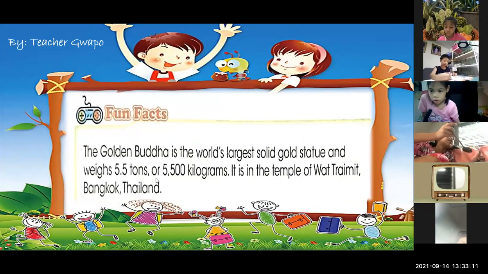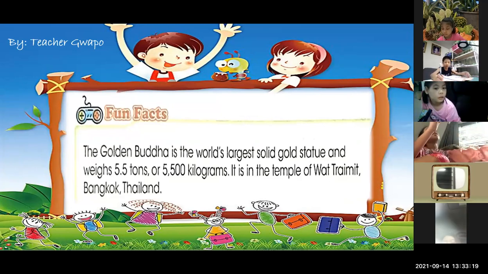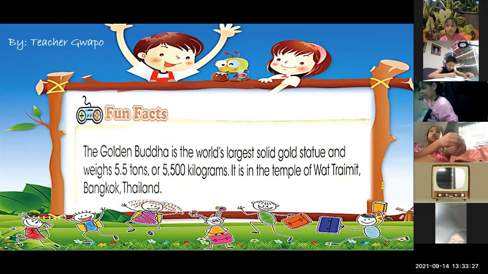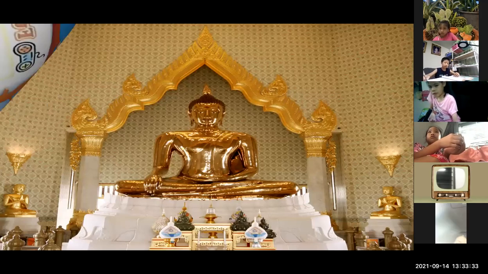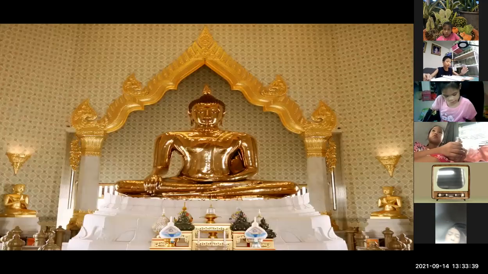The golden Buddha is the world's largest solid gold statue, and it weighs 5.5 tons or 5,000 kilograms. It is in the temple of Wat Trimet in Bangkok, Thailand. Okay, so this is the heaviest. Wow, the golden Buddha, the world's largest solid gold statue.